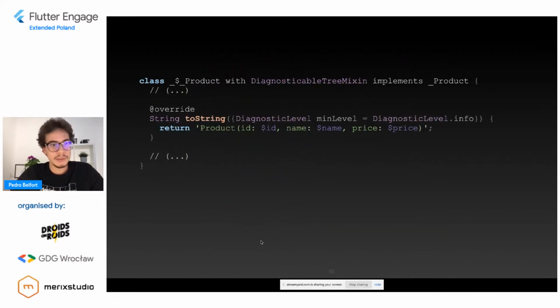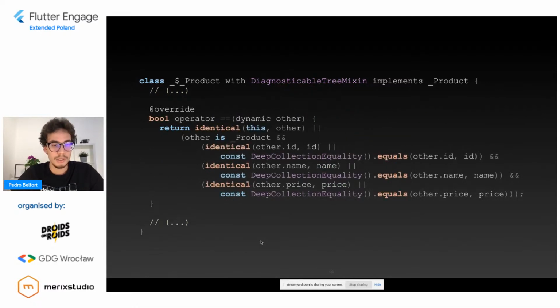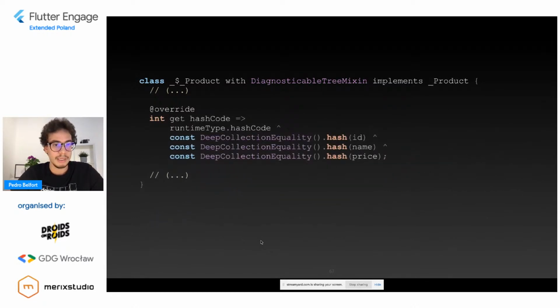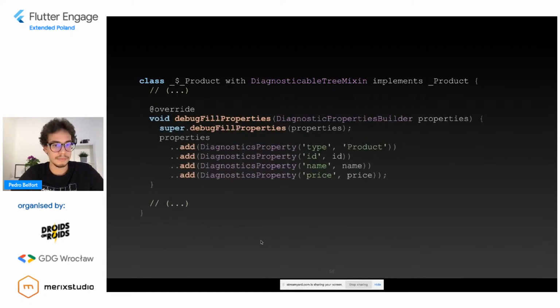Now, what about this other implementation of Product? What do you get with that? Well, first, you also get the mixin that I mentioned for when you import foundation, and you get the toString override. It gives you a very nice view of the class and its properties. You also get the equality operator override and hashCode. And these are the debuggable properties.